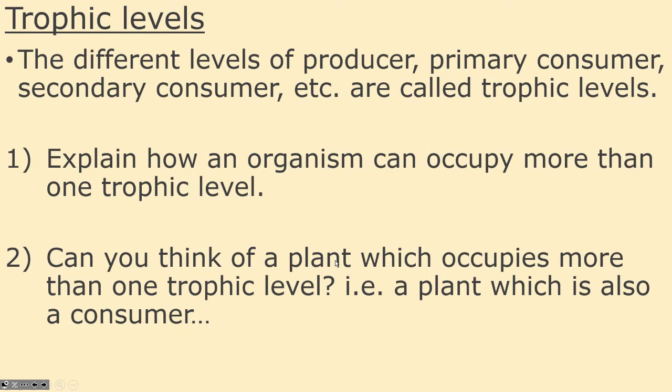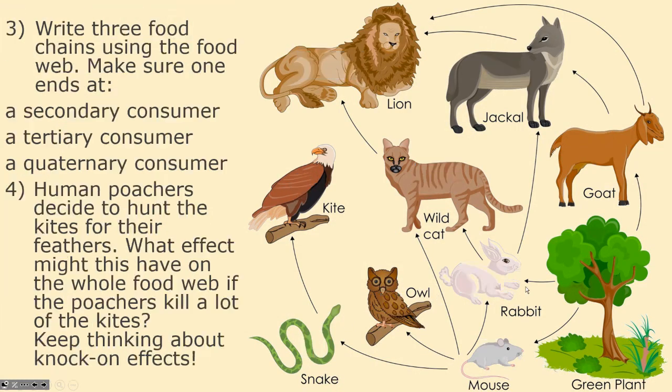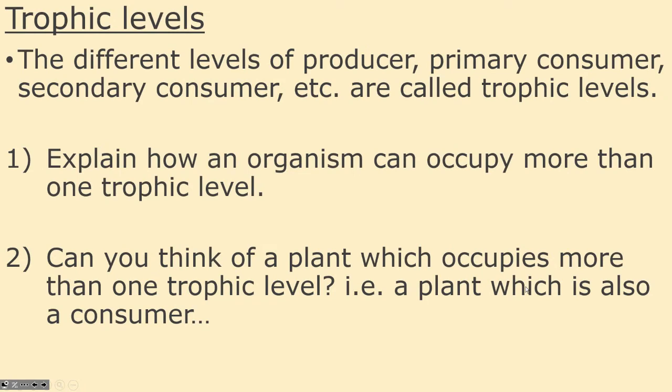Have a go at answering those two questions. If you think back to this diagram, you've got a trophic level in producer, you've got a trophic level in primary consumer, you've got a trophic level in secondary consumer, and so on. Can you explain how an animal can occupy, so be in, more than one trophic level? And then, can you think of a plant which also occupies more than one trophic level? So, for example, a plant which is also a consumer. Pause the video, have a go at those two questions.